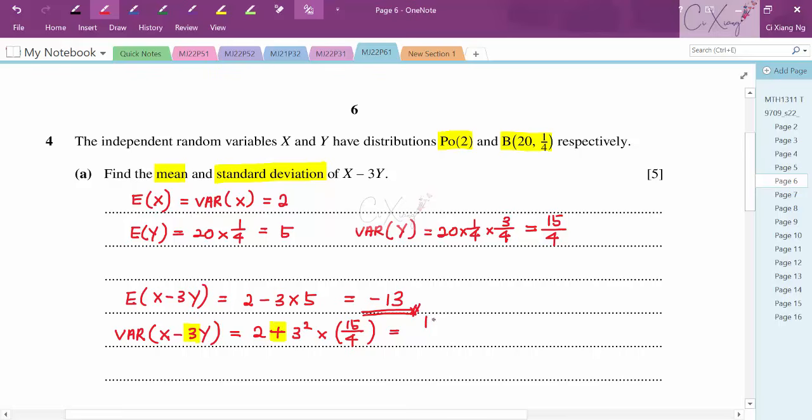Okay, so we can try to get the answer for this variance of x minus 3y. If you simplify, you have 143 divided by 4. And since they are asking for the standard deviation of x minus 3y, you have to take the square root of the variance. All right, so we have 143 divided by 4. And by pressing the calculator, we will get an exact value, which is the square root of 143 over 2. Or you can change it to 3 significant figures, where it should equal 5.98.